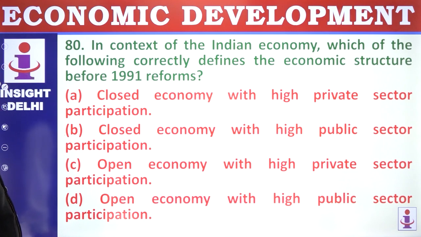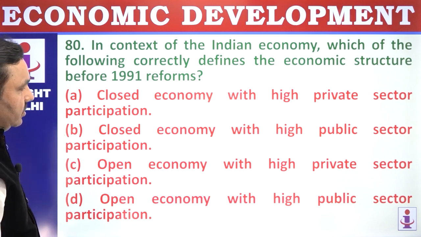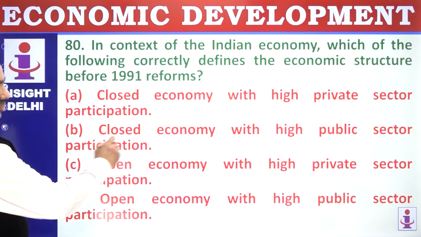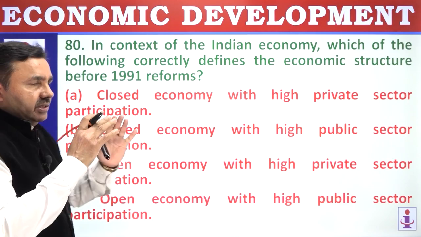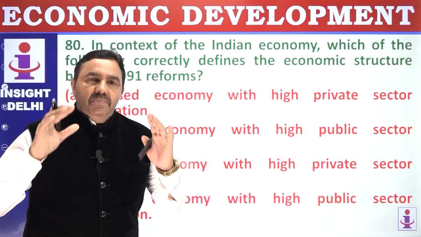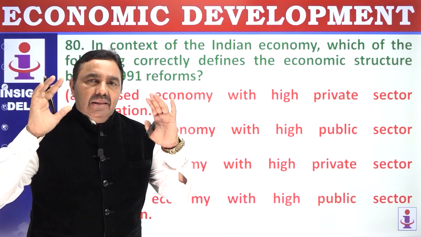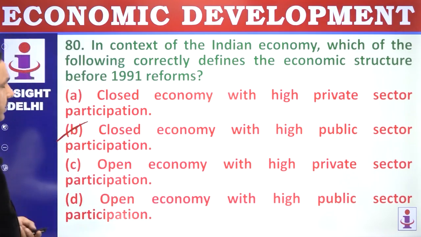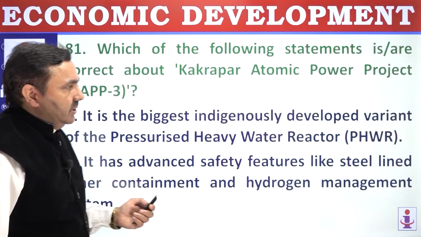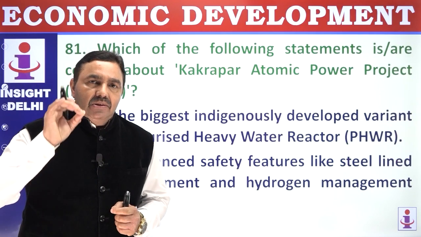In the context of an economy, which of the following correctly defines the economy of pre-1991? It means closed economy with high public sector participation. After 1991, the public sector participation decreased because we started following a policy of LPG, liberalization, privatization and globalization. So these were the questions related to economy. Now we'll have questions on current development. Let us see them also one by one.